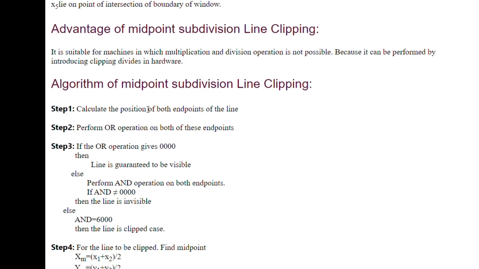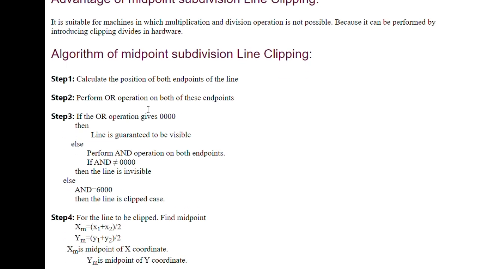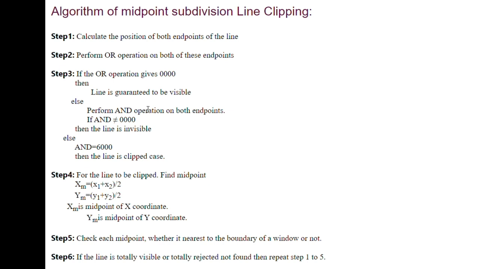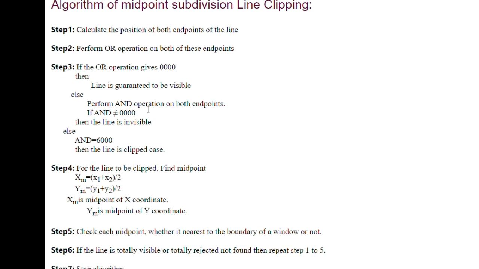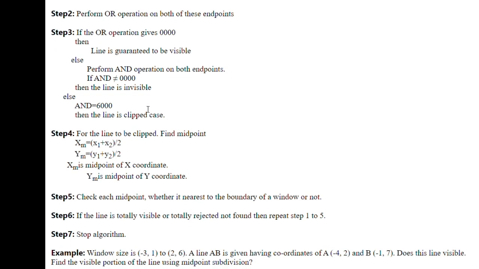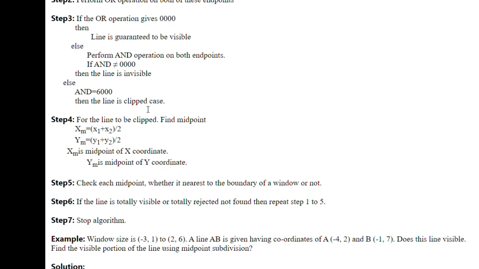in hardware. The algorithm of midpoint subdivision line clipping is: first, we have to calculate the position of both endpoints of the line, perform OR operation on both of these endpoints. If OR operation gives 0000, then line is guaranteed to be visible. Else perform AND operation on both endpoints. If AND is not equal to 0, then line is invisible. Else if AND equals 0000, then line is clipped in this case.